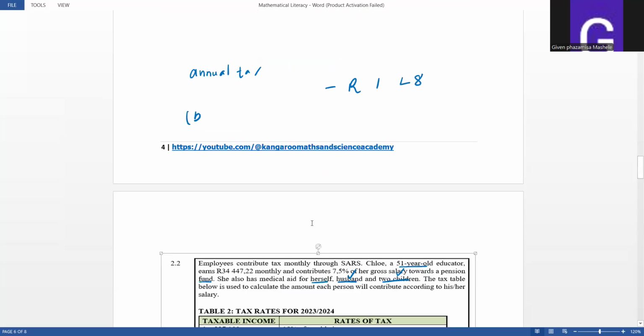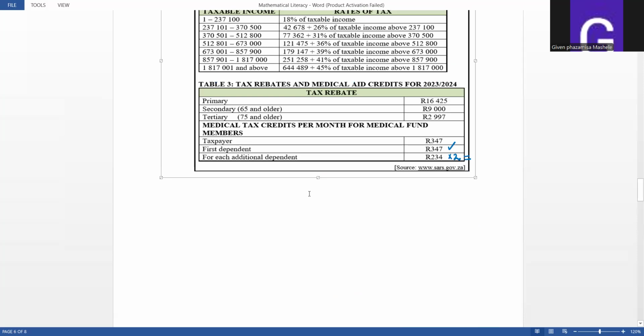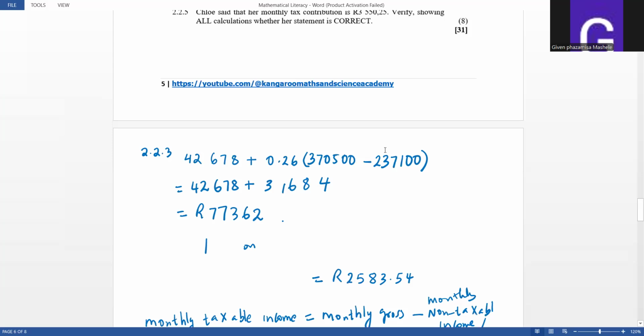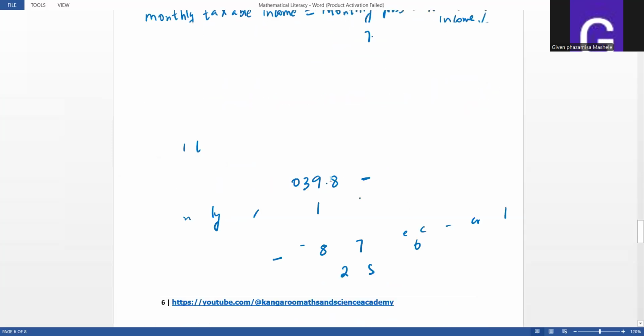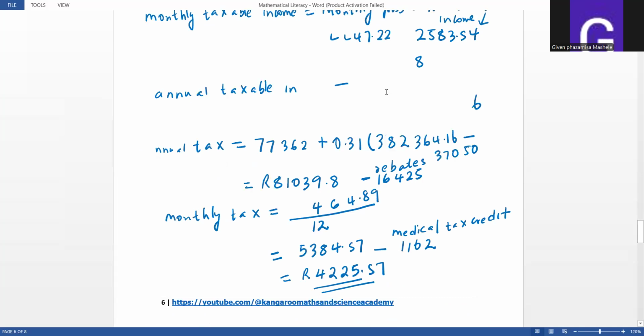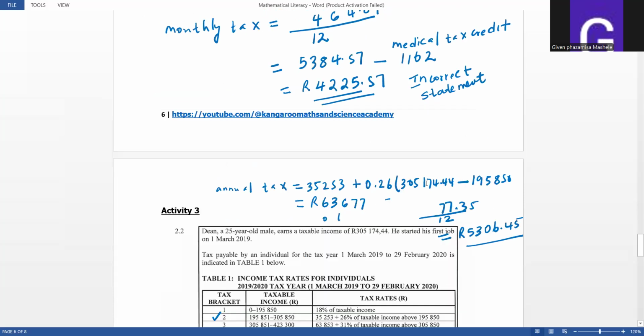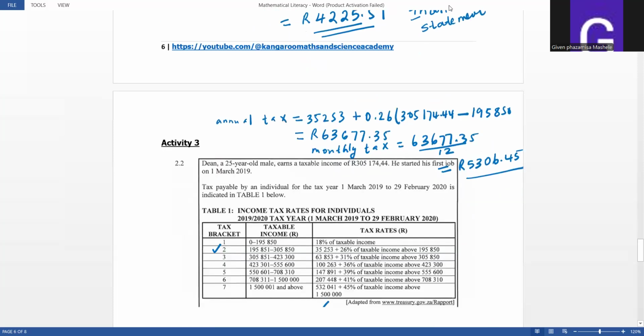Remember, guys, you need to first understand the steps of answering the question. Check what you are given. Remember, the non-taxable items are pension fund, donations, and UIF. The medical aid tax credit we actually reduce after calculating the monthly tax, that's why you deduct that. But you must check whether it's for an annual or monthly amount. So it's very important to consider that.